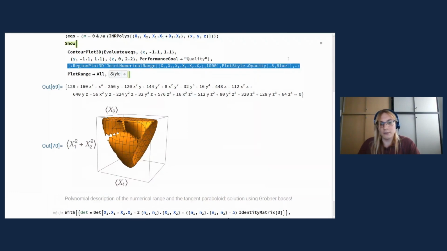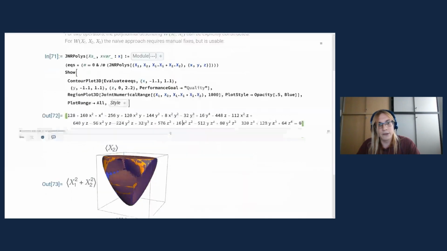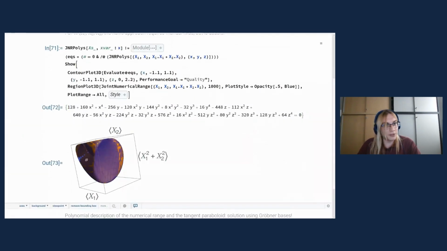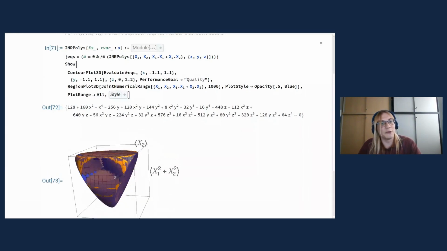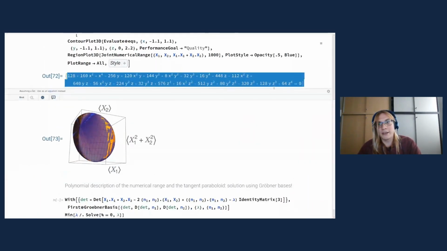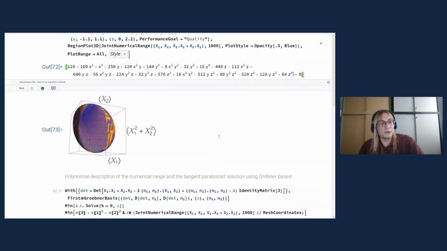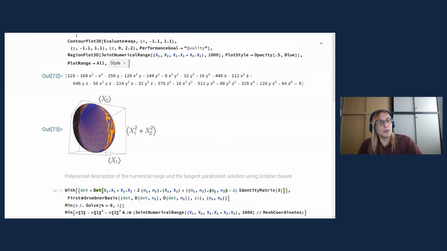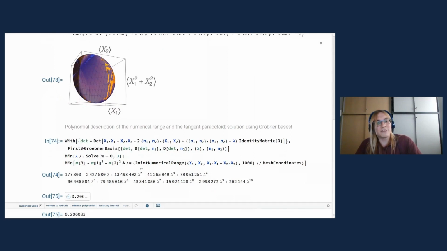And if we just plot the joint numerical range of these three operators now, you will observe that the joint numerical range here, calculated numerically, is the convex hull of the set of solutions of this polynomial. And since we have the polynomial description of this numerical range, and the paraboloid of revolution is described by a polynomial equation, we could, in principle, just solve them together to find the minimal sum of variances. And that's exactly more or less what's happening here.